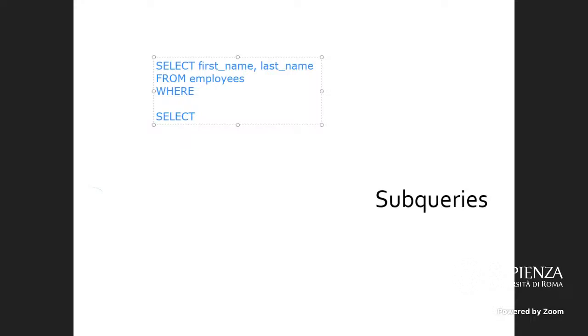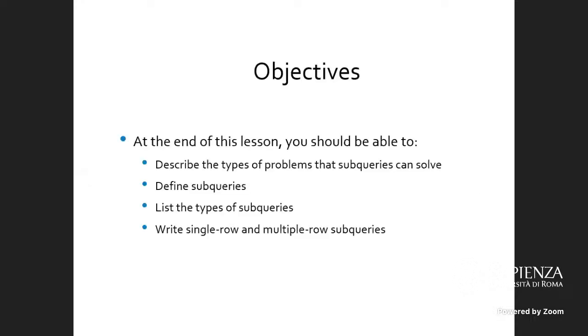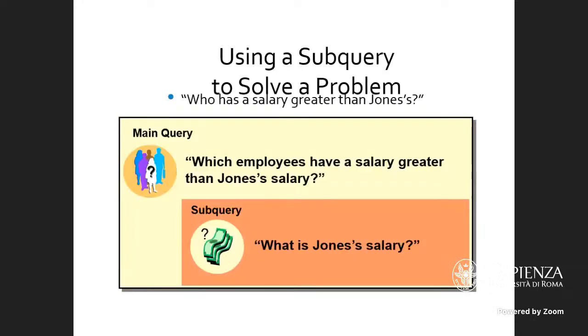Okay, so that's one of the major reasons why we would use subqueries. But let me just get into it. Describe the type of problems that subqueries can solve, define subqueries, list the types of subqueries, and then you should be able to write single row and multiple row subqueries, hopefully.